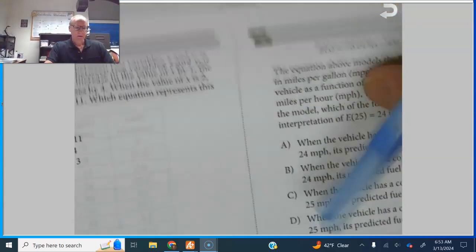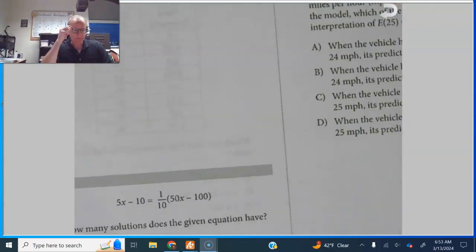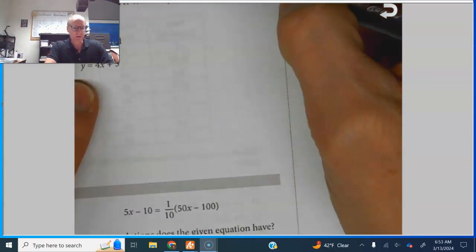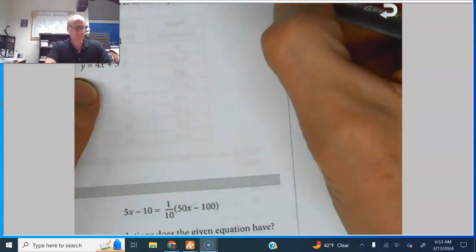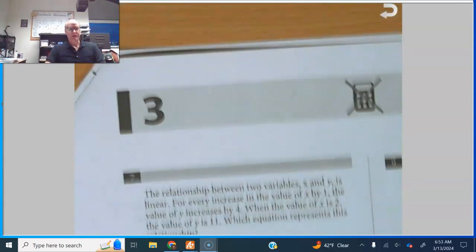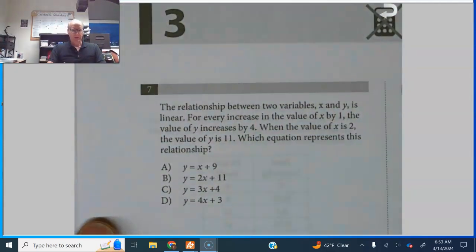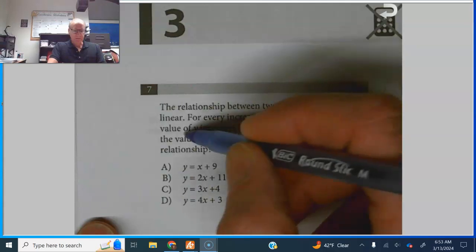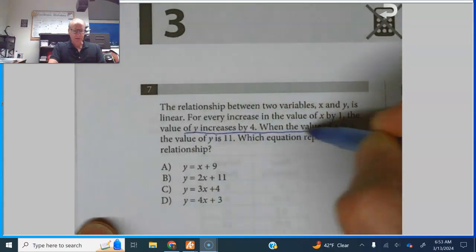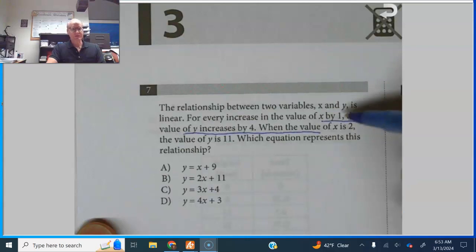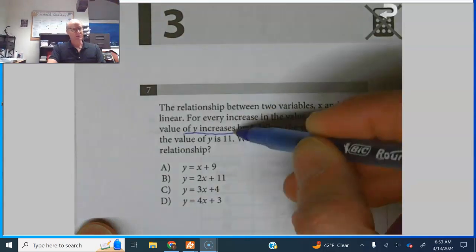All right. The relationship between two variables x and y is linear. For every increase in the value of x by 1, the y increases by 4. I'm so sorry. There we go. Now you can see it. Okay. This is literally the definition of slope. For every increase of x by 1, the y increases 4.